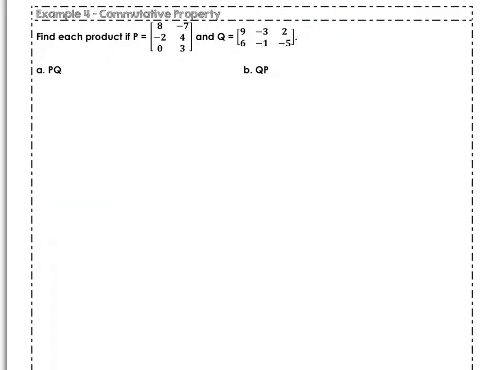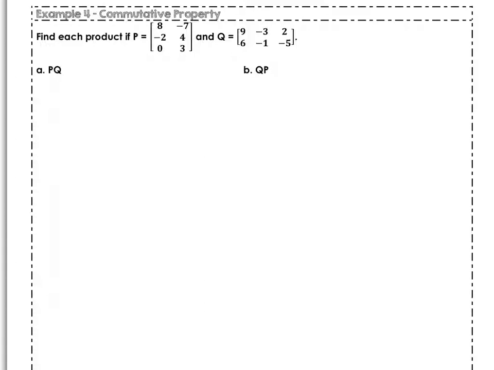All right, the last 2 examples of this section deal with the commutative property and the distributive property, and the purpose is to help you discover whether or not those properties hold true with matrices. So P times Q and Q times P. The purpose of A and B is to tell you whether or not they're going to get the same thing.